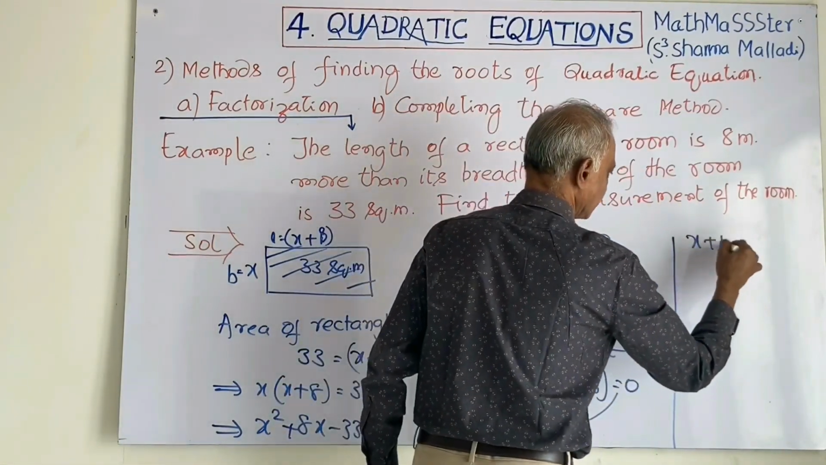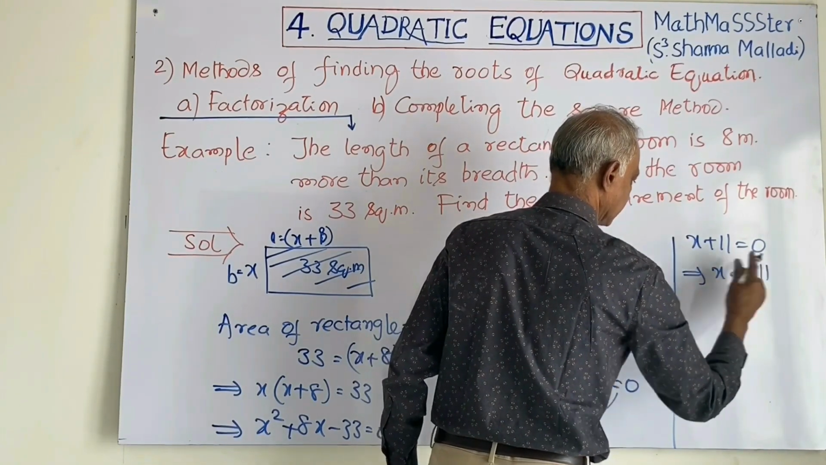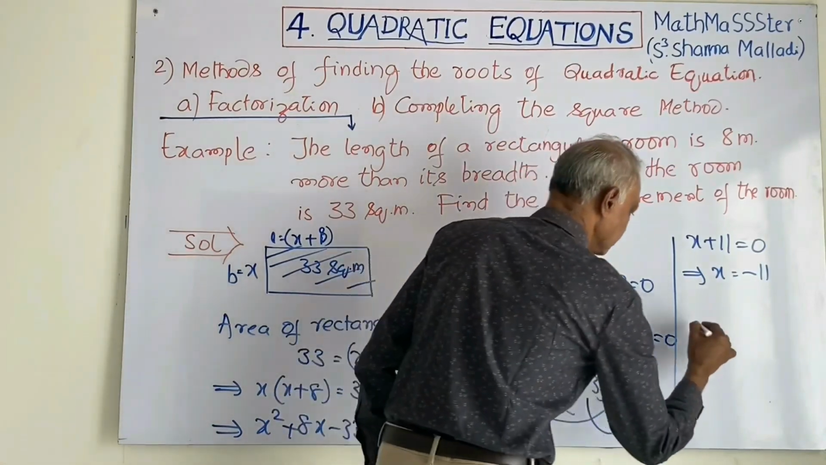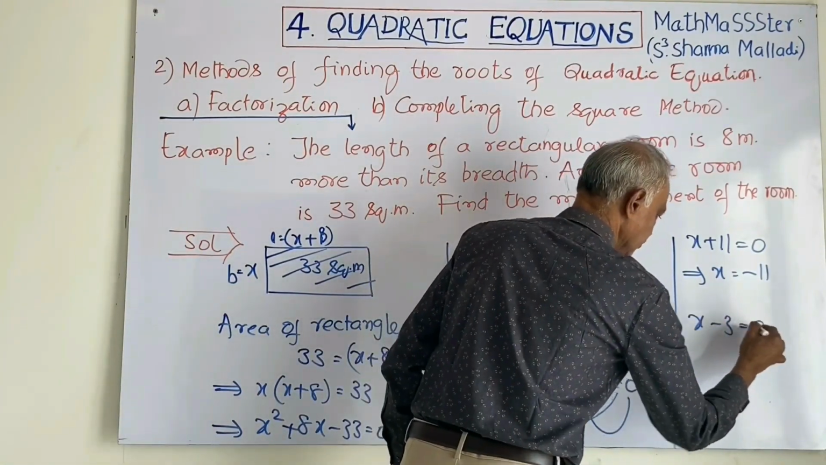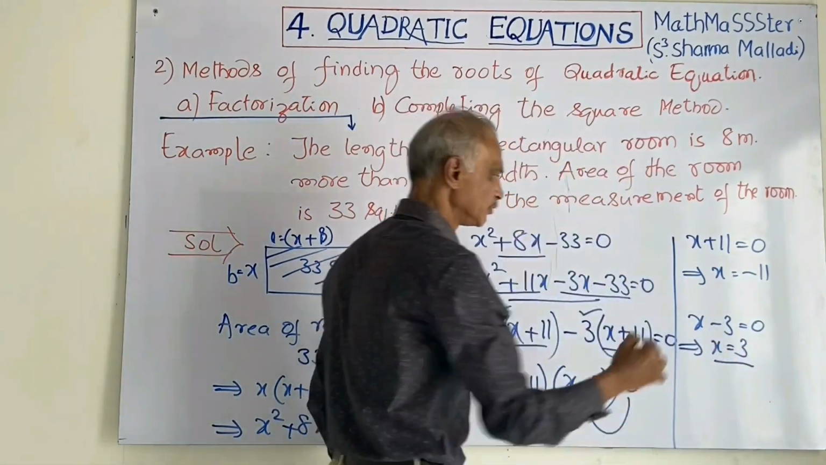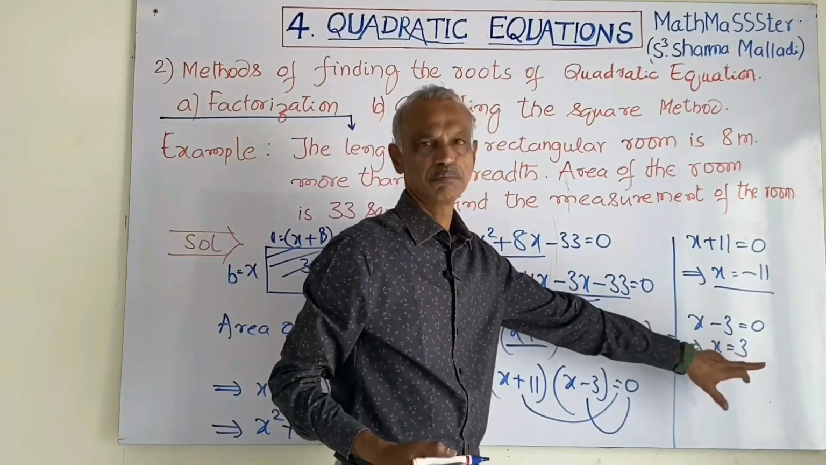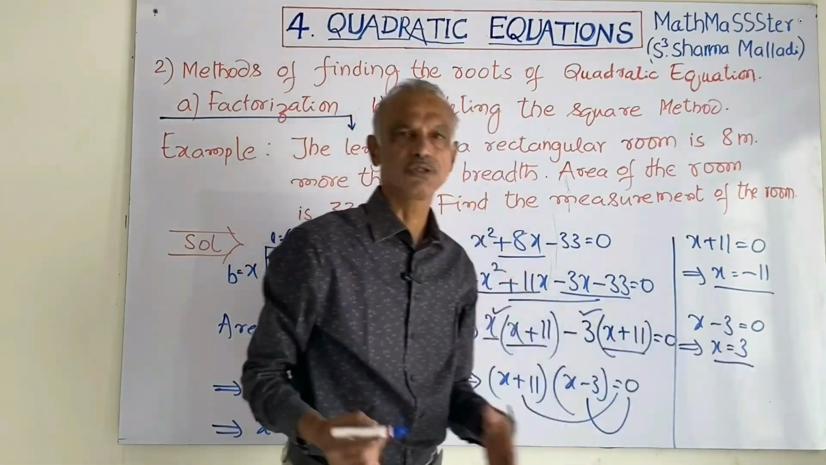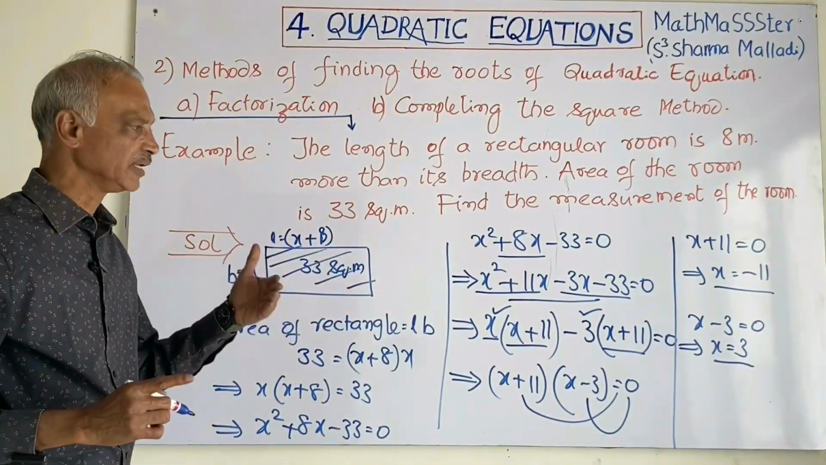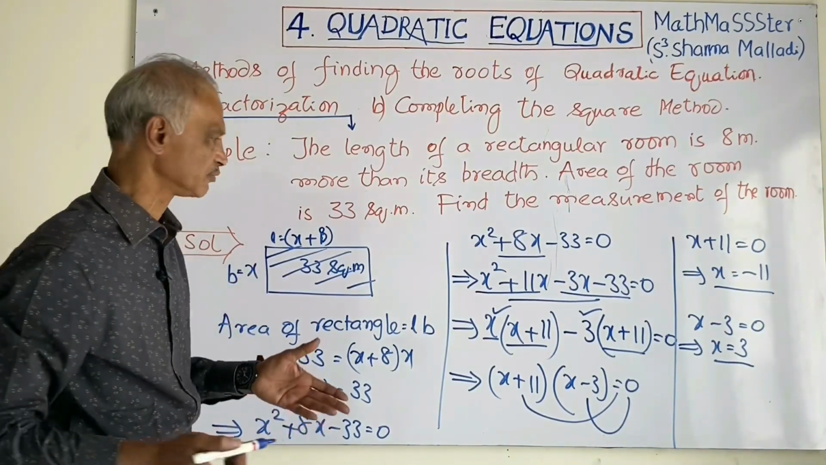x plus 11 is equal to 0. You will have x is equal to minus 11. Next, x minus 3 is equal to 0. You will get x is equal to 3. You have to take x is equal to 3 because length will be positive. x is equal to 3 meters. Don't take x is equal to minus 11, because length will be positive. We have to find two zeros, two roots.